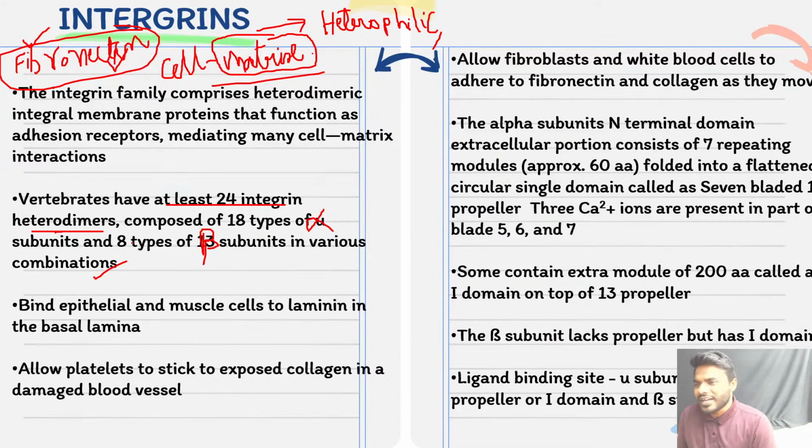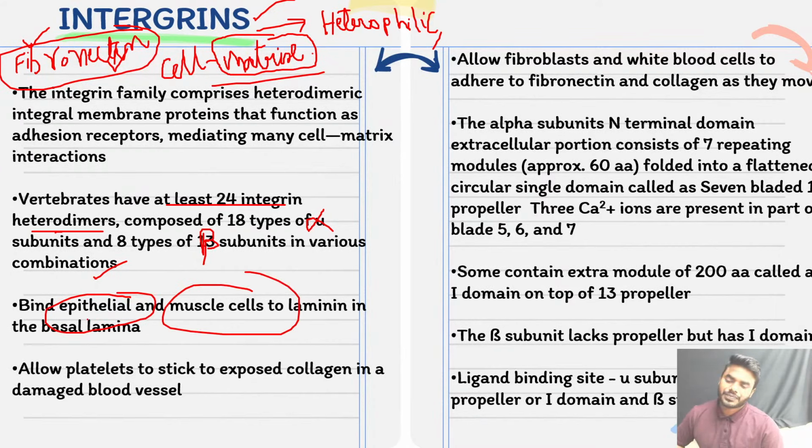Please kindly do not get confused here. I have told you that the integrin molecule is associated with the ECM protein, especially with fibronectin. It doesn't mean that integrin does not associate with other proteins. It will associate, but majorly with fibronectin. Remember that integrin molecules are majorly associated with the epithelial cells and the muscle cells.